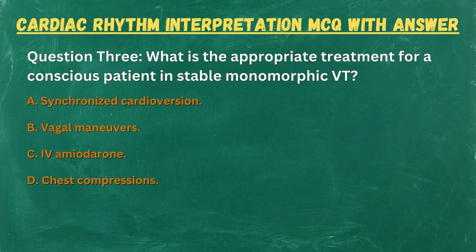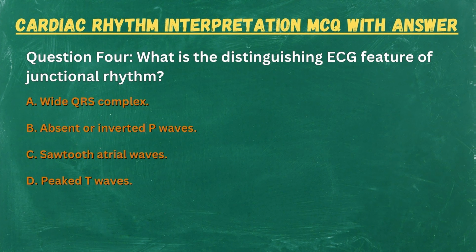Question 3. What is the appropriate treatment for a conscious patient in stable monomorphic VT? A. Synchronized cardioversion. B. Vagal maneuvers. C. Amiodarone. D. Chest compressions. Answer: C. Amiodarone.